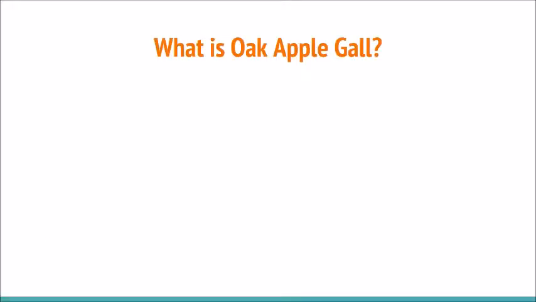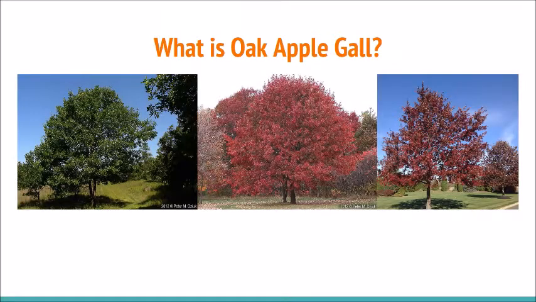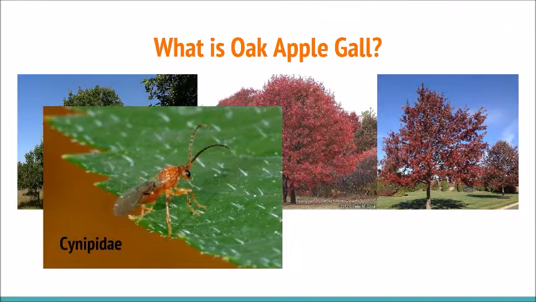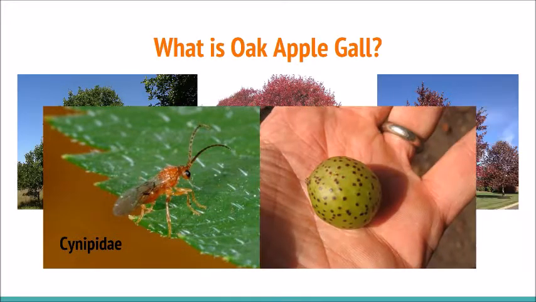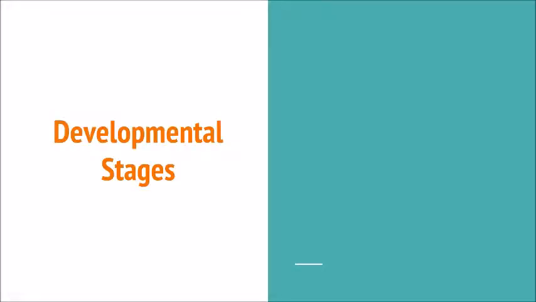Oak apple gall is a disease commonly afflicting black, red, and scarlet oaks, where spherical protrusions are formed by members of the cynipid wasp family Cynipidae during reproduction. These golf ball-sized galls are often compared to apples hanging from a tree, hence their eponymous namesake. To better understand these oak apple galls, let's first explore their developmental process.